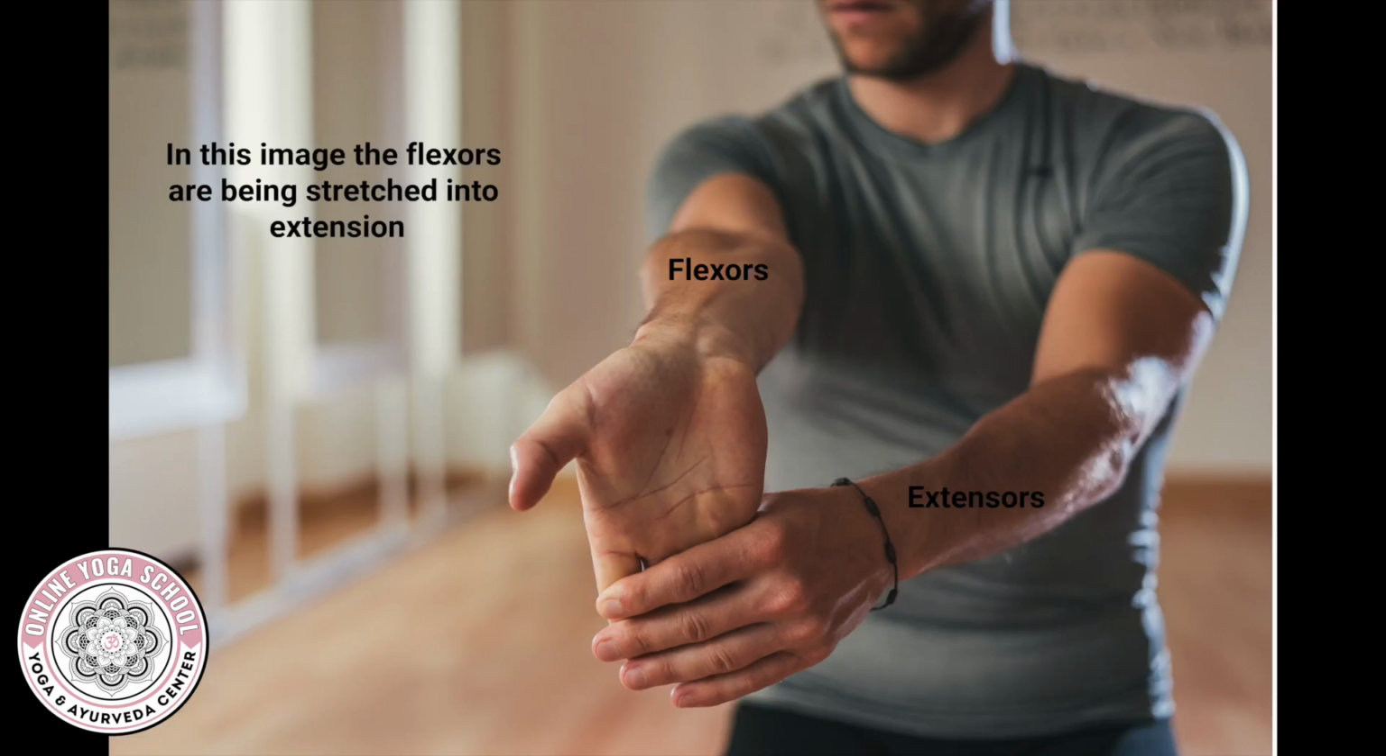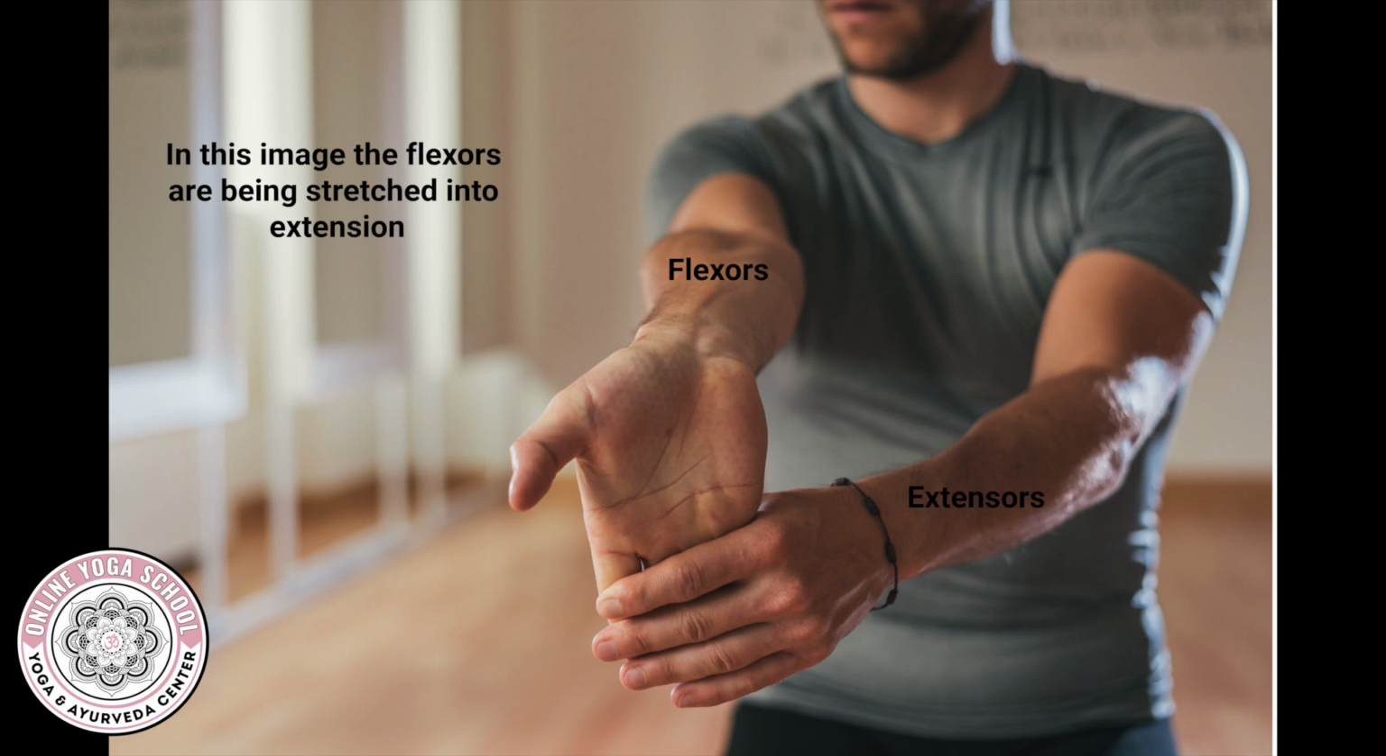The extensors are on the hairy side and are what have issues when someone has tennis elbow. An easy way to remember this is that a tennis ball is hairy, and that is the hairier side of the arm. The flexors are less hairy, or hair-free, and are involved when someone has golfer's elbow. So to remember this, you think a golf ball is smooth, so smooth side of the arm.